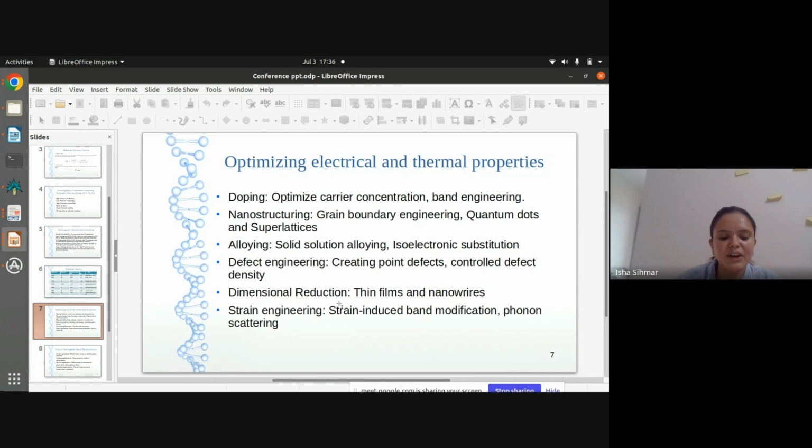Dimensional reduction: reducing the dimensionality of the material to thin films and nanowires can enhance the Seebeck coefficient and reduce the thermal conductivity due to enhanced boundary scattering. Strain-induced band modification: applying mechanical strain can modify the electronic band structure, which can increase the Seebeck coefficient and the electrical conductivity.